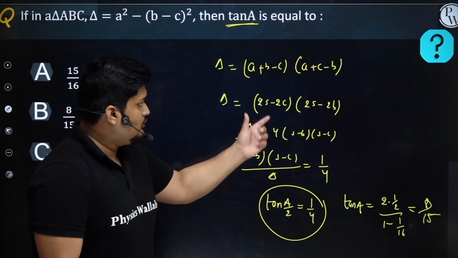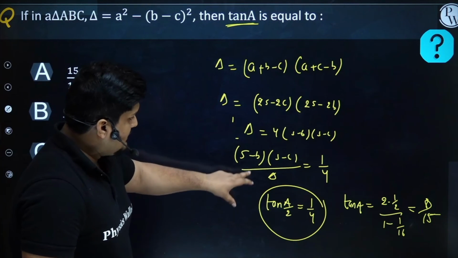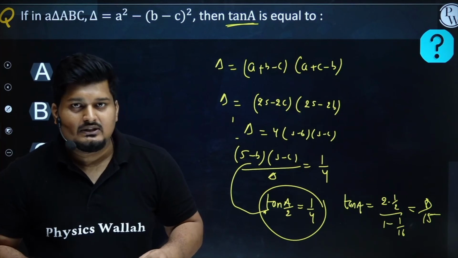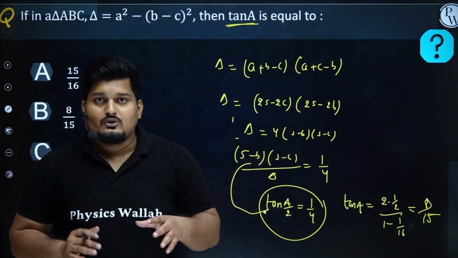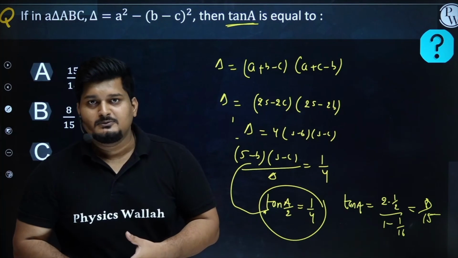Clear? So again, you have to have the knowledge of this result, that this is equal to tan A by 2. It's only about using the result, utilizing all those formulas that we have done. You are going to use them in the problems. Okay.